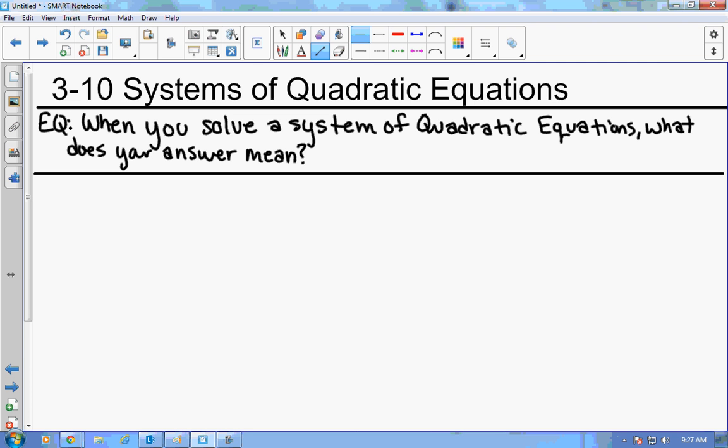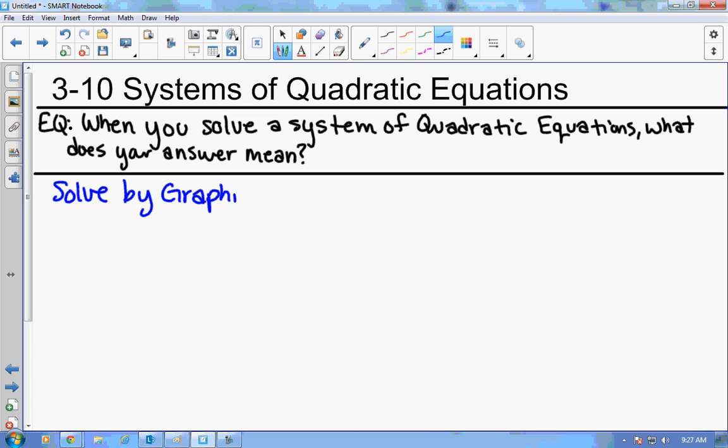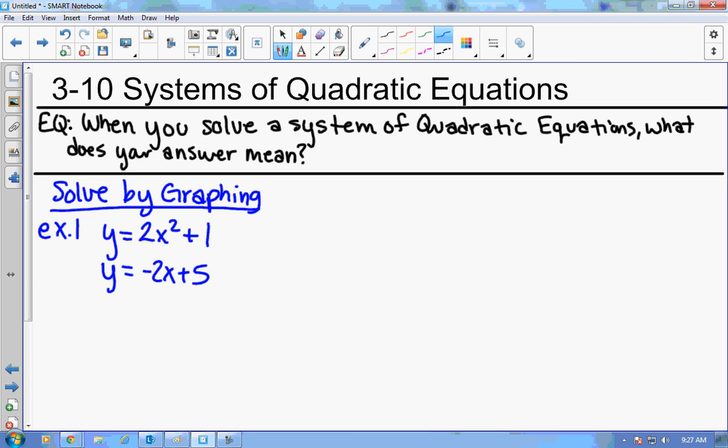Okay, we're going to go through a handful. One is solved by graphing. Example 1: y equals 2x squared plus 1, and y equals negative 2x plus 5. Okay, get both of those written down.